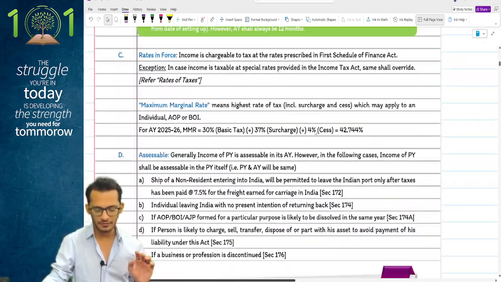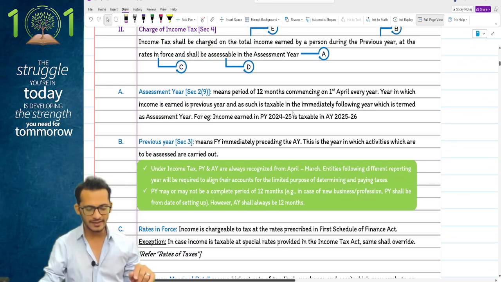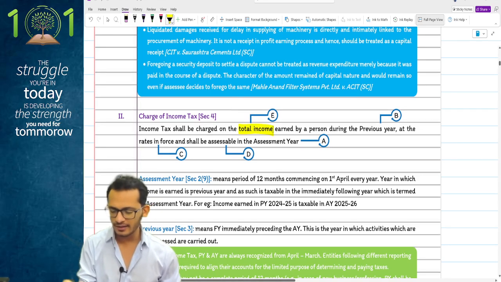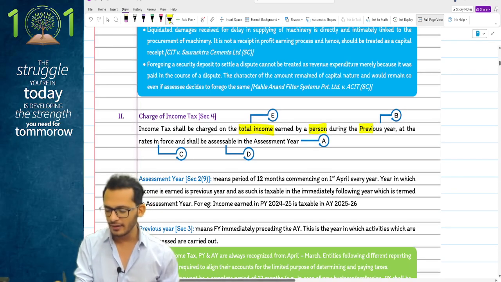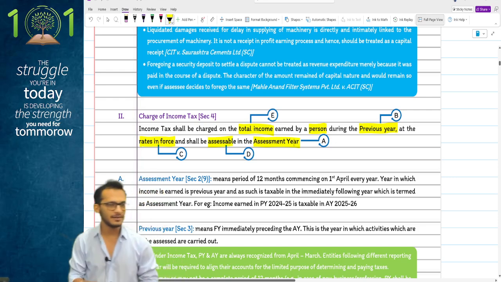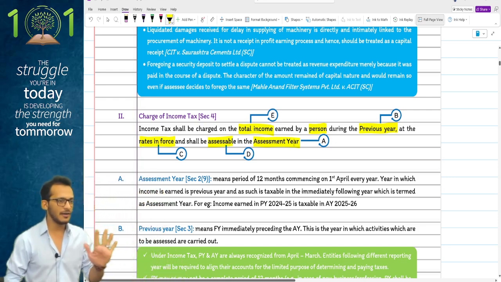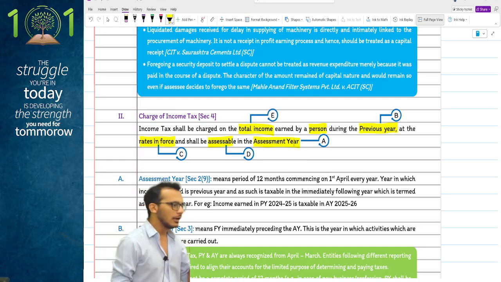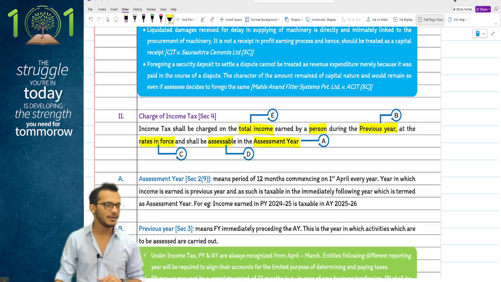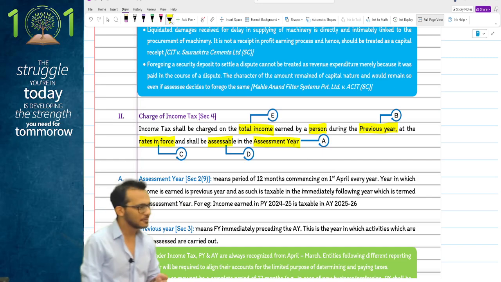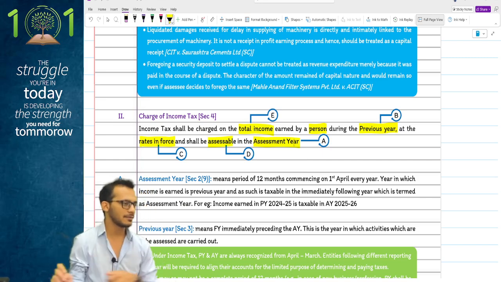Section number 4 says income tax shall be charged on the total income which is earned by a person during the previous year at the rates in force and shall be assessable in the assessment year. 2 lines but 5 definitions. You need to know all the 5 definitions. Now if you have done your inter properly, you will know all the answers. But if you have not done your inter properly, that's what I am here for. Let's look at each item one by one.